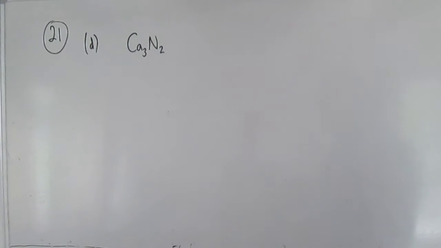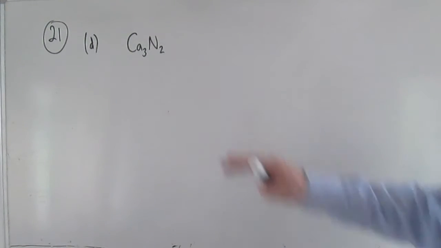D wants a dot and cross diagram for calcium nitride. It gives you a lot of help in this question, which you can't always rely on. It gives you the formula of calcium nitride and tells you it's an ionic compound. It might not have done either of those things.